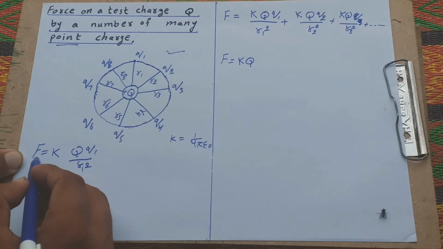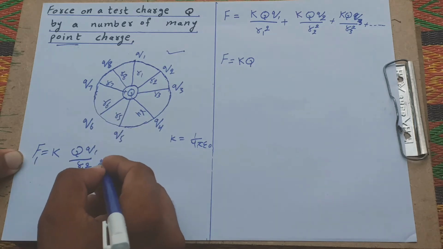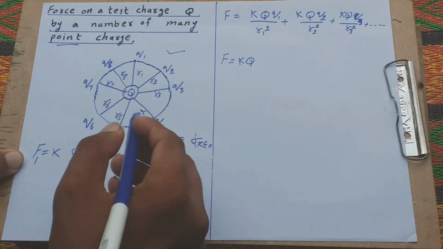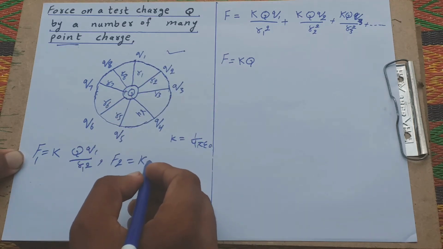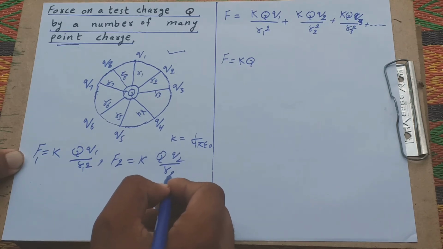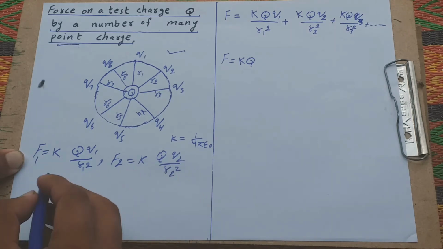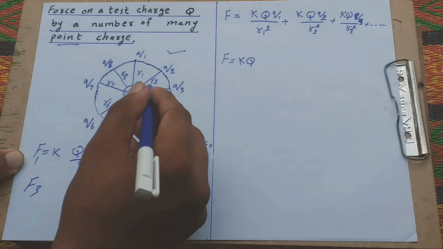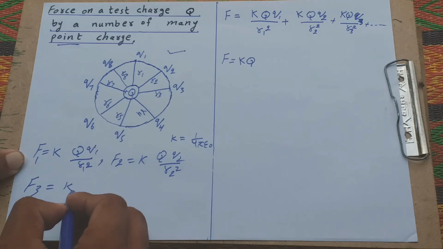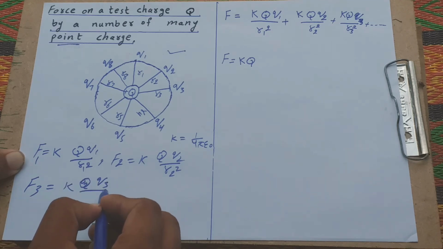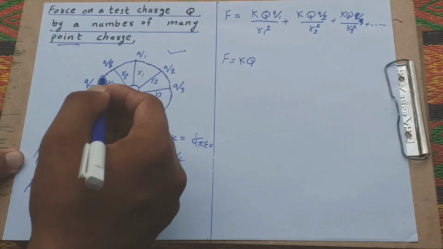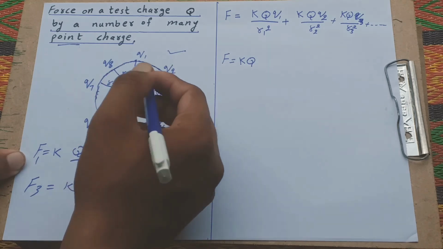Okay, we only considered the force for q1. Then for q2, what is the attraction or repulsion on the test charge Q, and r2 is the separation distance between them. K is the electrostatic constant, and the force is k Q q2 divided by r2 squared. Then the force on the test charge Q due to q3 is k Q q3 over r3 squared, and so on, up to q8 and the test charge Q.